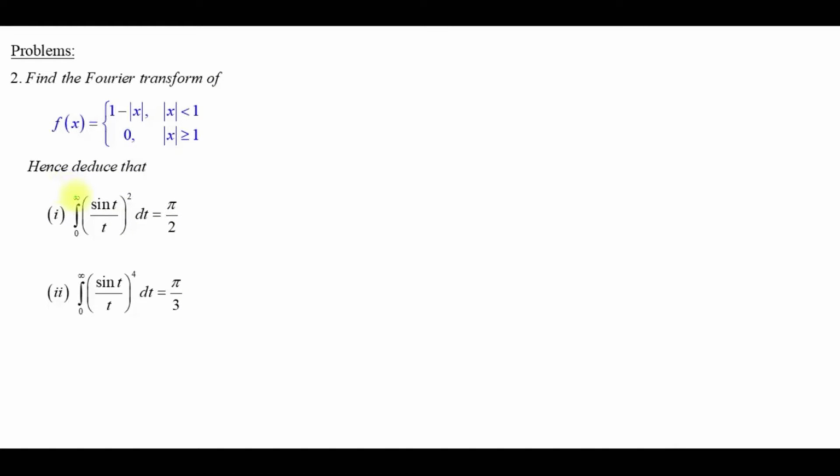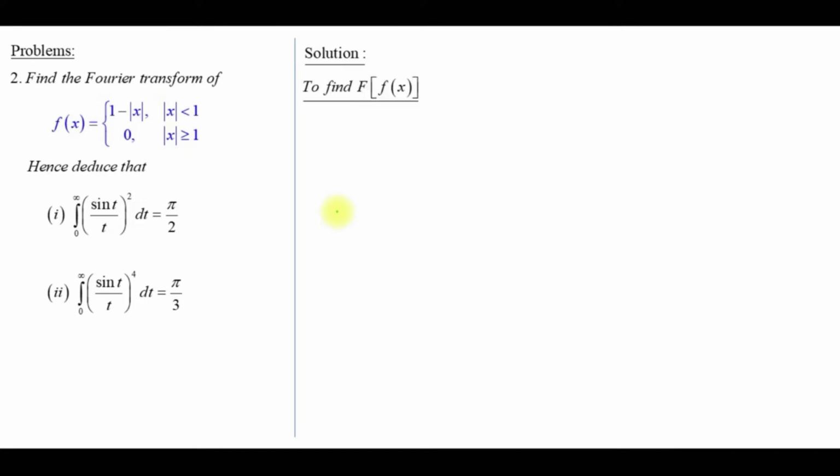If the deduction is similar to the Fourier transform of f of x, then we have to apply the inversion formula. If the deduction is similar to the Fourier transform of f of x, the whole square, then we have to apply Parseval's identity. First, we need to find the Fourier transform of f of x.